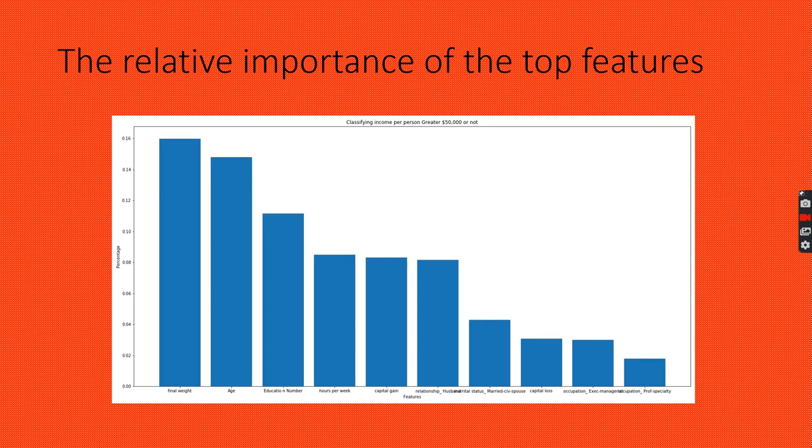And the relative importance of the top 10 features: this means that each one of these features, relative to how much it is on the left, the percentage on the y-axis, tells you the amount of information gain that you got. The final weight, which was the demographic data, was the most important, then age, then education, and how many hours they worked per week, stuff like that.